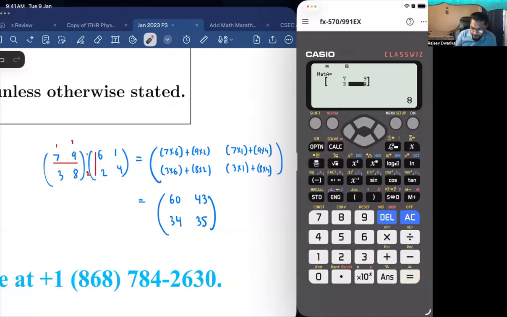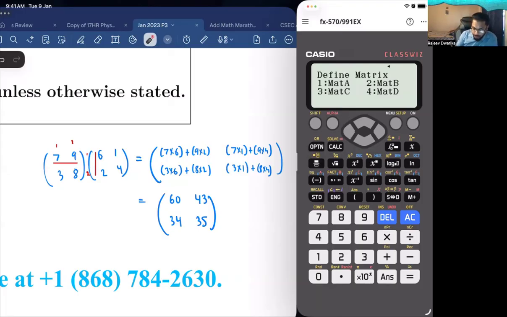Then you're going to press AC to clear the screen. Are you with me? Then you're going to press OPTN, which is option. Then press 1 to define our matrix. So can we both agree that you just put in matrix A, which was 7938? You just did that, right?